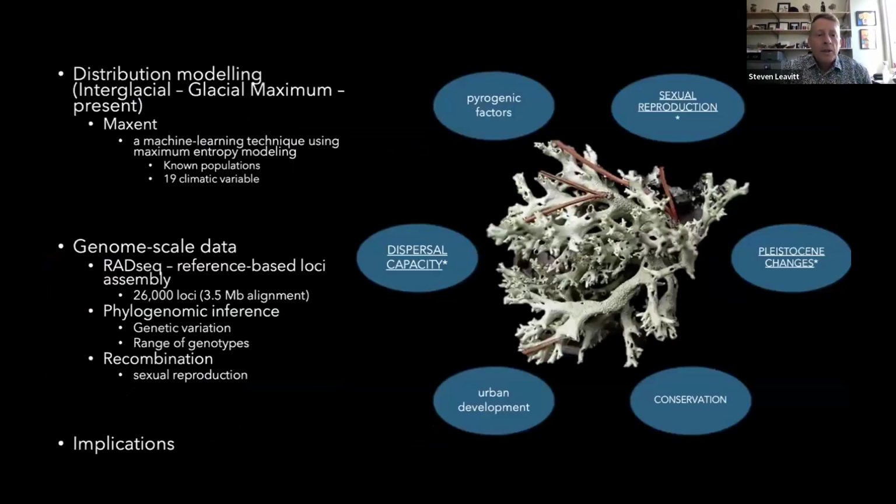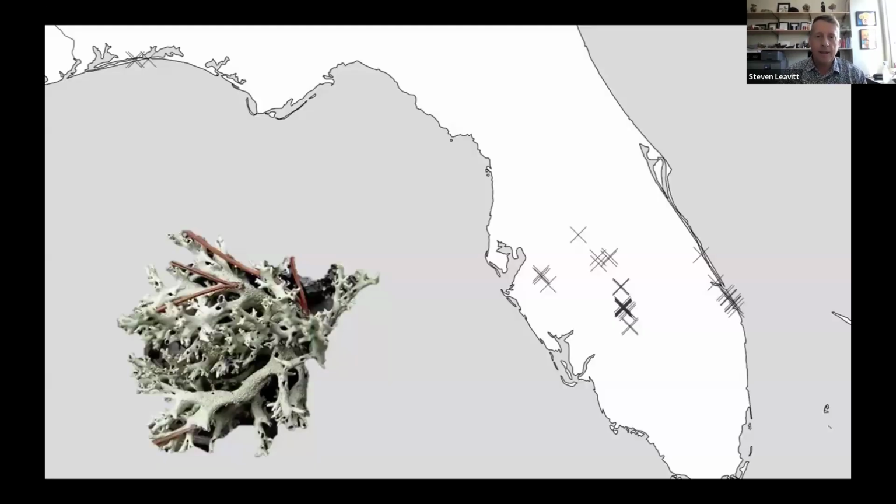So to do this, I'm going to talk about maybe 2 methodological approaches. The first is looking at distribution modeling throughout the most recent Pleistocene glacial fluctuations, the last interglacial, and then the most recent glacial maximum. And then we'll compare those with the present models. And then I'm going to talk briefly about how we use genome scale data to start to inform dispersal capacity, the origin of genetic variation, and to test a couple of specific questions. And then we'll conclude by talking about some of the implications of this study.